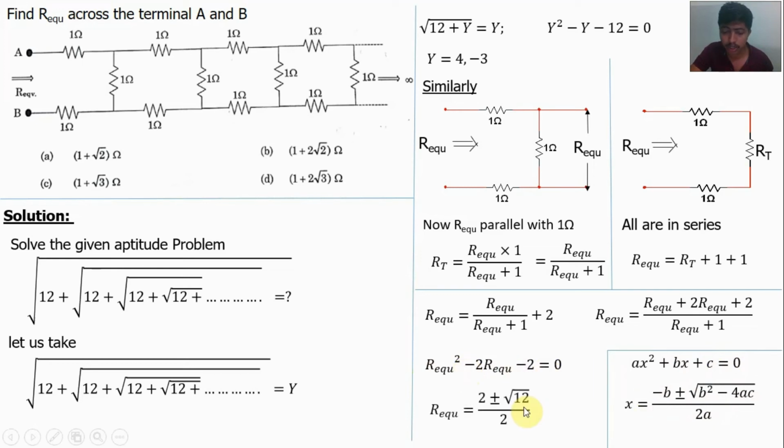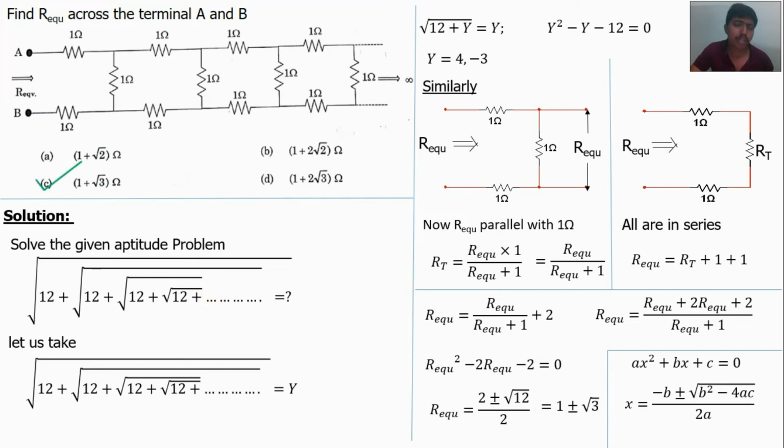We will get R equivalent is equal to 2 plus or minus root of 12 by 2. Root 12 means root of 4 into 3, which is 2 root 3. So we will get the answer 1 plus or minus root 3. So option C is correct.